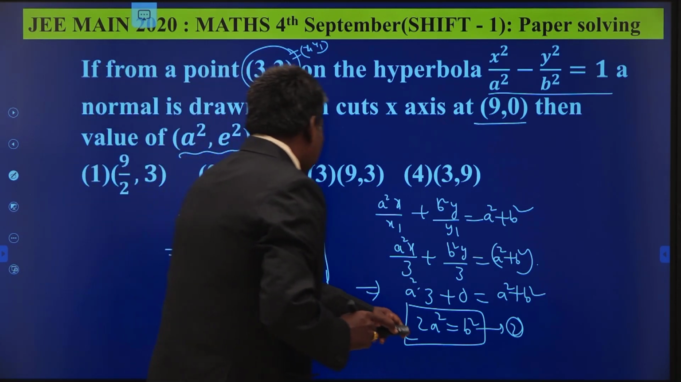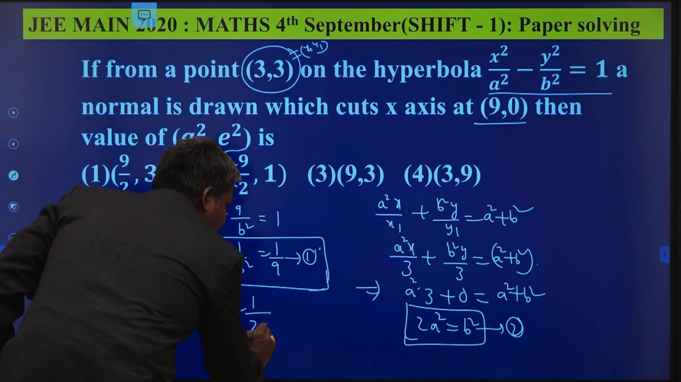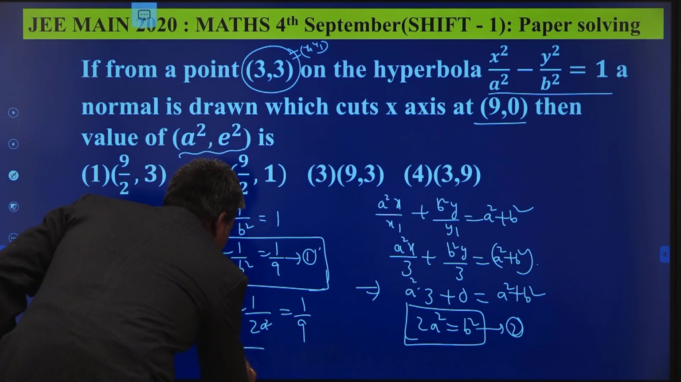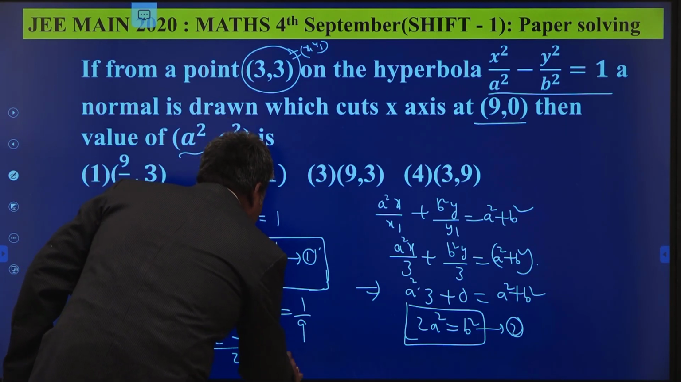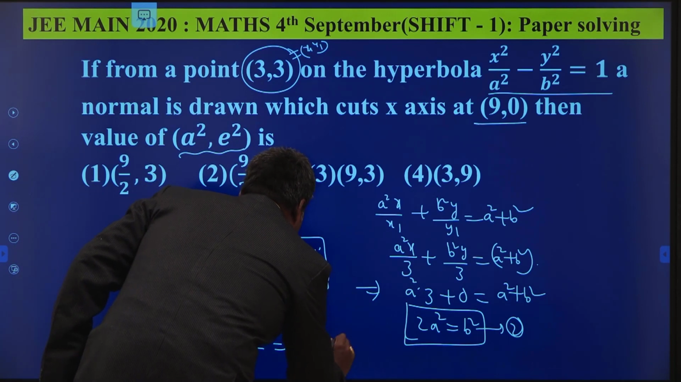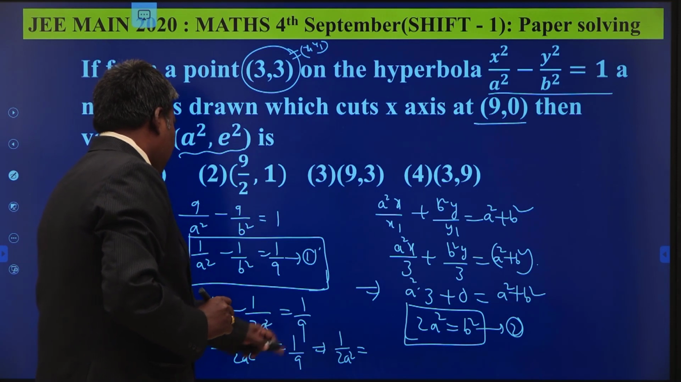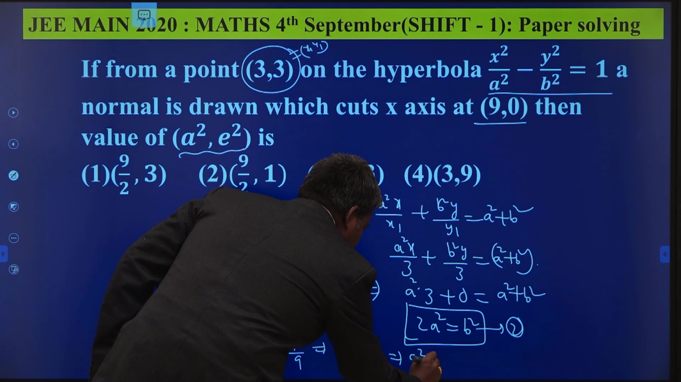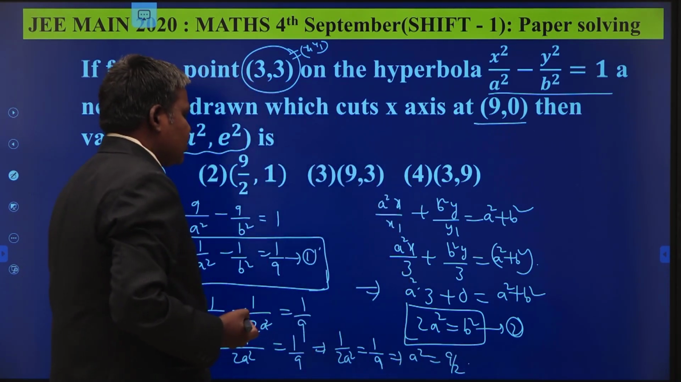So I am going to substitute b square as 2a square. 1 by a square minus 1 by 2a square is equal to 1 by 9. So LCM is 2a square, that is 2 minus 1 by 2a square. This implies 1 by 2 times a square is equal to 1 by 9. A square is equal to what now? A square is equal to 9 by 2.